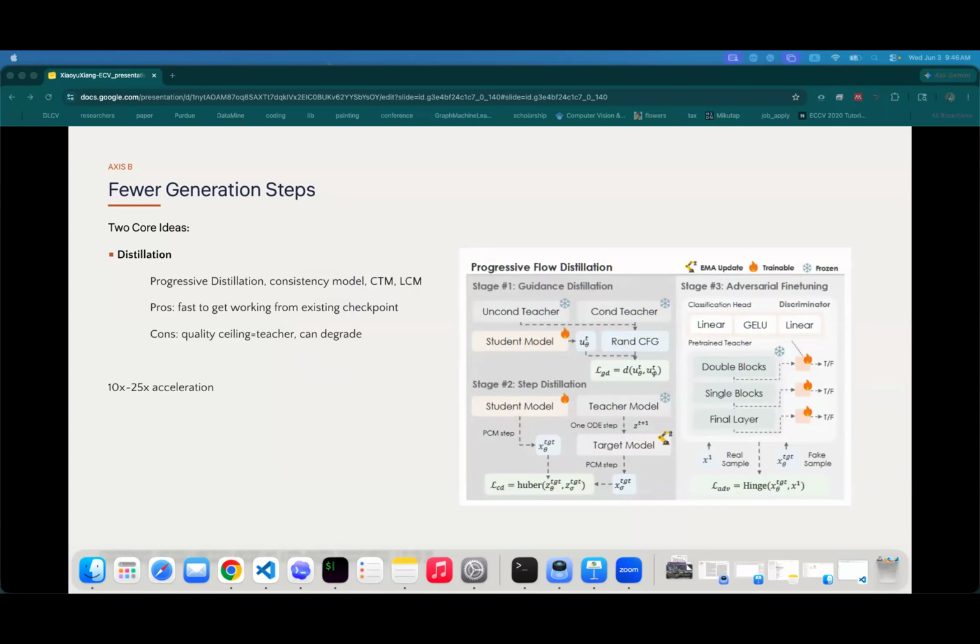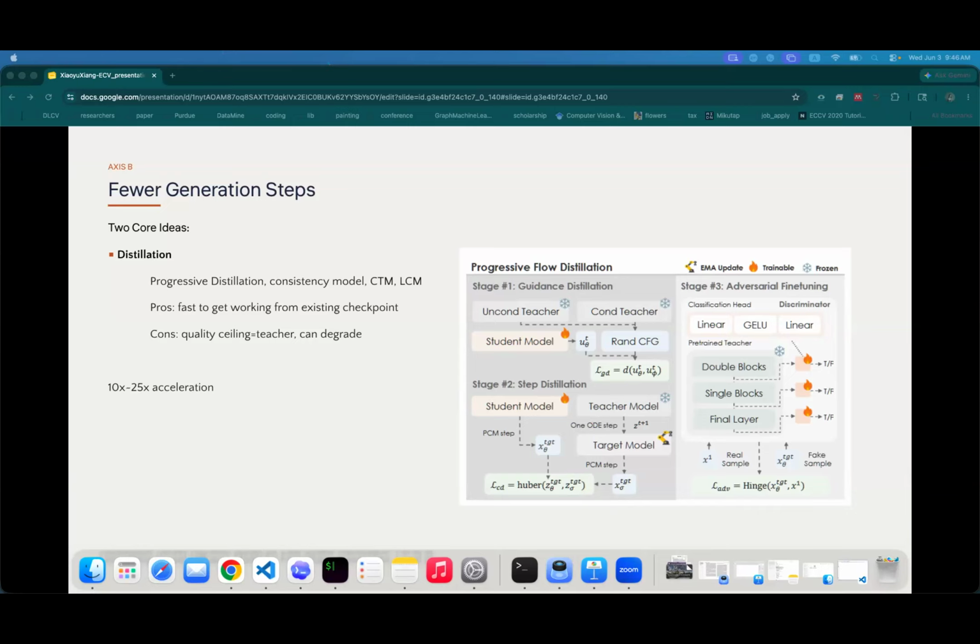The second major axis is reducing the number of generation steps. A very practical approach is distillation. The basic idea is to start from a strong multi-step teacher model and train a student model to approximate the same generation trajectory using fewer sampling steps. Progressive distillation, CFG distillation, and latent consistency models are representative examples for this direction. The advantage is that it can often be applied to an existing checkpoint, so it's relatively fast to get it working.